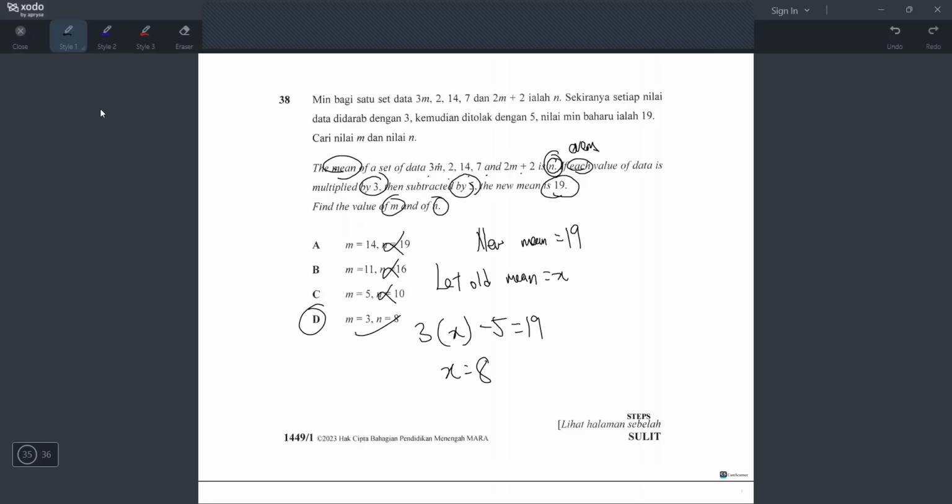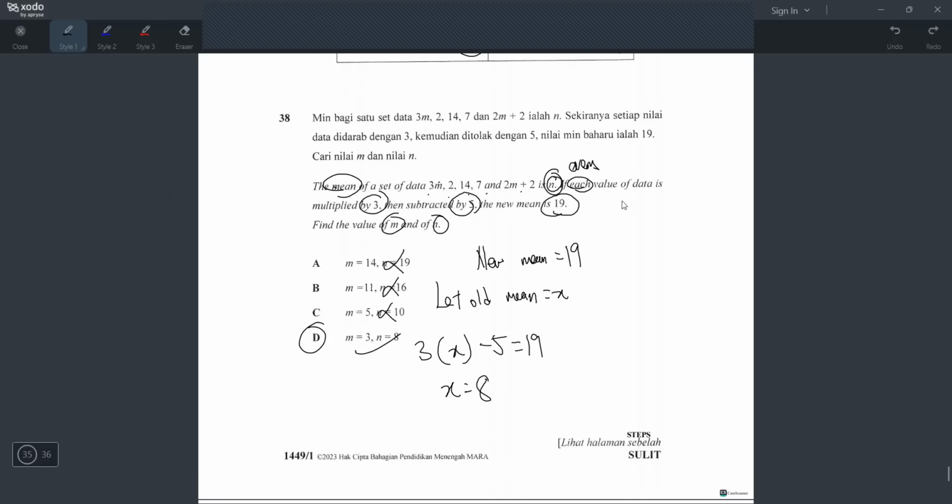But if you want me to do the slow method, can also. The slow method is like this. 3n plus 2 plus 14 plus 7 plus 2n plus 2, divided by 5, equals n. But you cannot do this directly because you don't have the m and n, right? So what you do is take the new mean 19 plus 5 and then divide by 3, which is 8, and then the n you will get 8, right? And then you do all this and solve. But I don't want to waste your time because you already know the answer, right? Even if you do it like this, you will get the same answer. So I'll just explain fast.